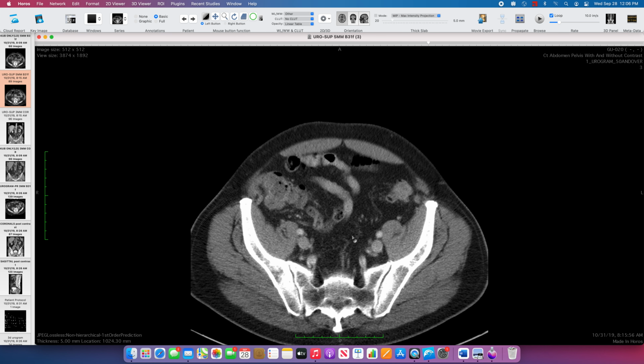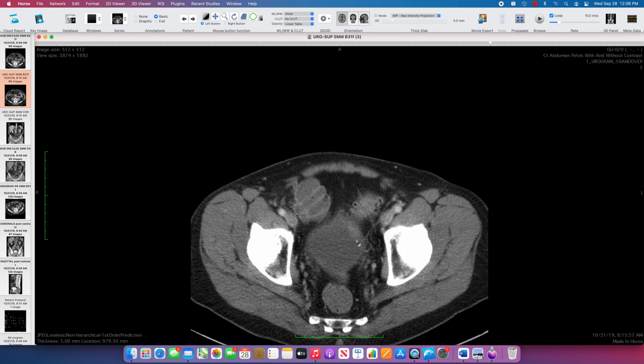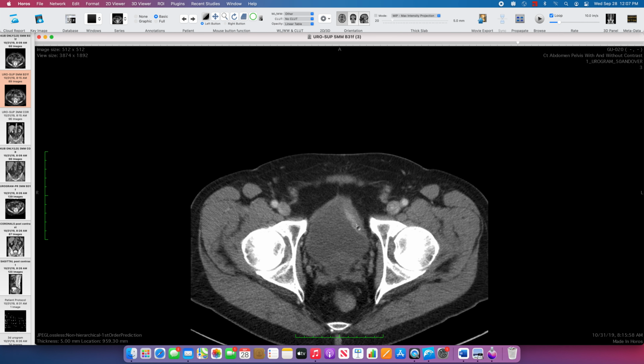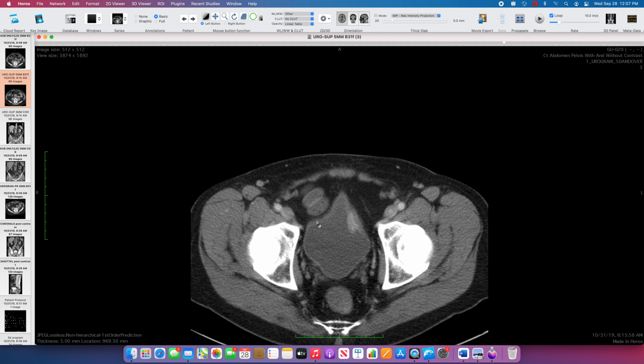But if we scroll down to the bladder, here in the left anterior bladder, we see what looks like an enhancing or hyperdense mass that's sort of protruding into the lumen a little bit, and it has some adjacent wall thickening. So we can prove that this is actually enhancing tumor by measuring the density.